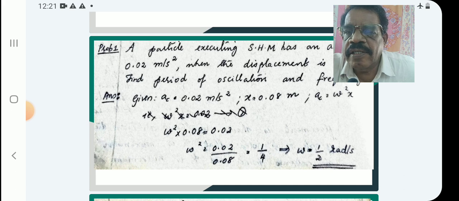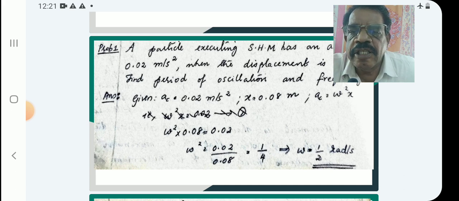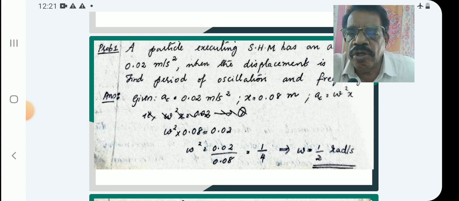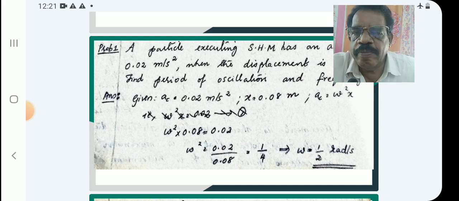AC is given, AC is 0.02, x is 0.08 meter. AC, the numerical value, is omega square x. Omega square into x: 0.02 is equal to omega square into 0.08. Therefore, omega square is equal to 0.02 by 0.08, that is 1 by 4. Omega is 1 by 2 radians per second.